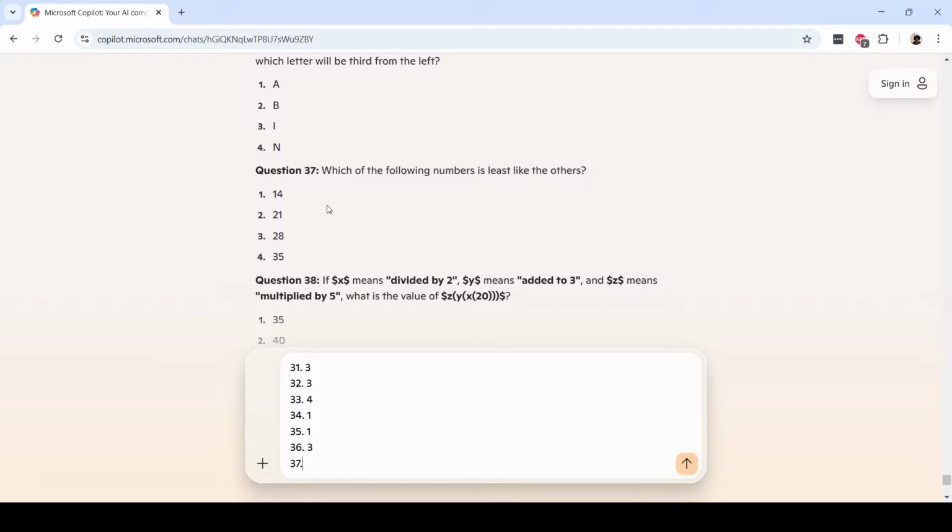This time it's something different. So we have 14, 21, 28, 35. All are multiples of 7. Now 2 are odd and even, that is also 2. Which is least like the others?